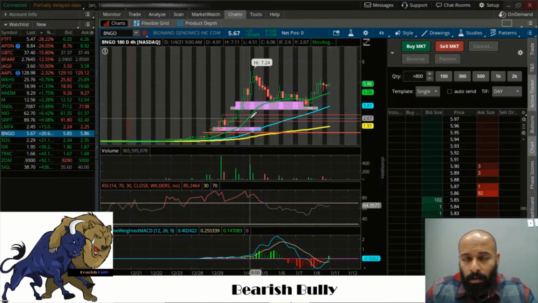Just in case you were curious about what they meant, SMA is a simple moving average, EMA is an exponential moving average. I'm not that smart, so I cannot break it down even further for you.